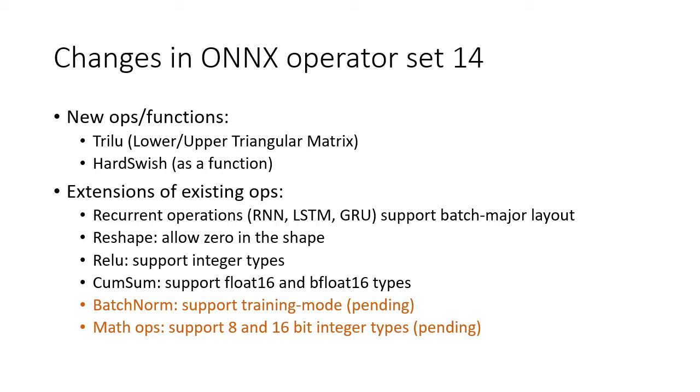Several of the existing ops have been extended. Recurrent operations have been extended to support batch major layout. Reshape has been extended to allow 0 as a valid value in that dimension of a shape. Many other ops are being extended to support lower precision types, both integer types as well as float. BatchNorm is being extended to support training mode.